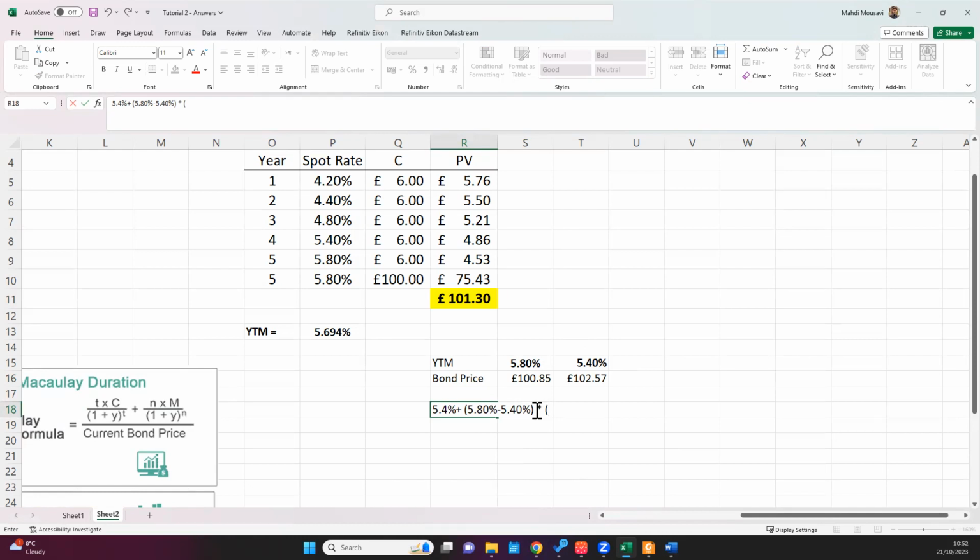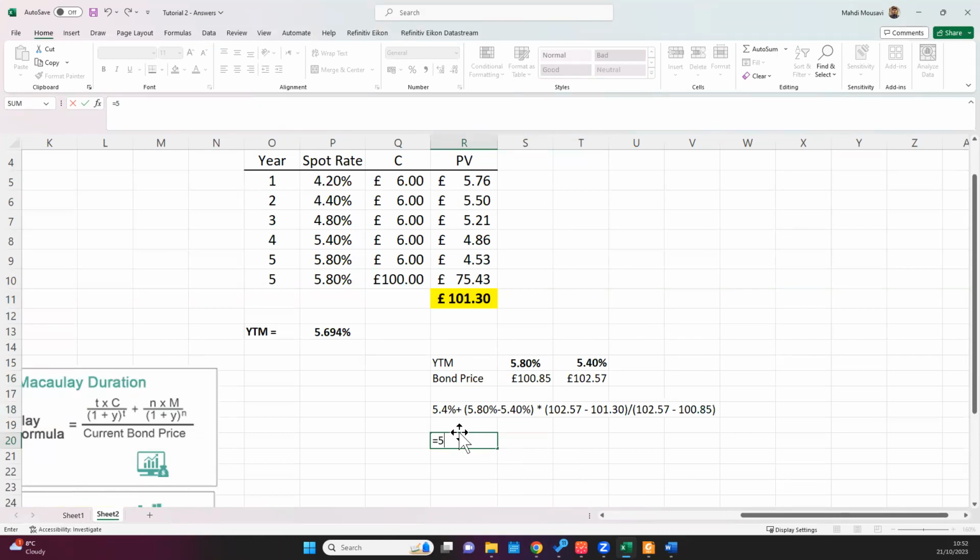What we do here, we start with the higher price, which is 102.57 minus the actual price of bond, 101.30, over the higher price, which is 102.57, minus the lower price estimated, which is 185. So basically, we need to type this formula in the Excel file to end up with a kind of approximate yield to maturity.